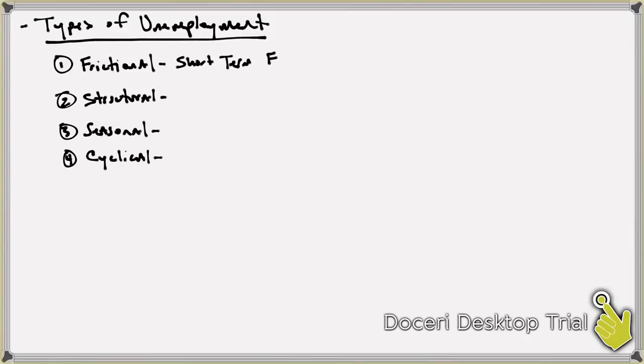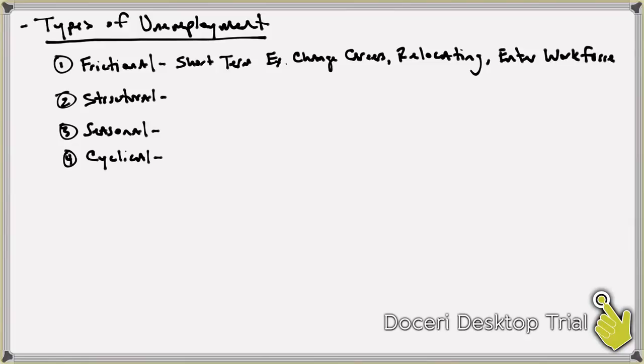And so some examples of people that fit into this frictional category are people that are changing careers, people that are relocating, and people that are entering the workforce for the first time. And I guess it doesn't have to be for the first time, but it would be someone that maybe was a stay-at-home parent, and so they weren't employed or unemployed, and they're deciding to go back to work. And while they go back to work and they're looking for that next job, they're going to be considered unemployed.